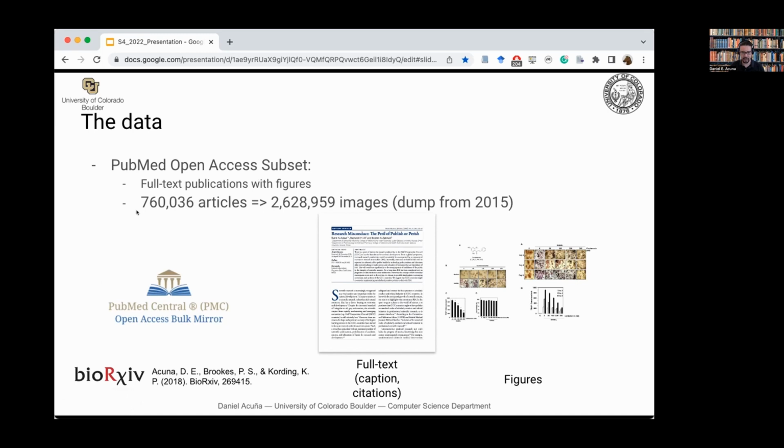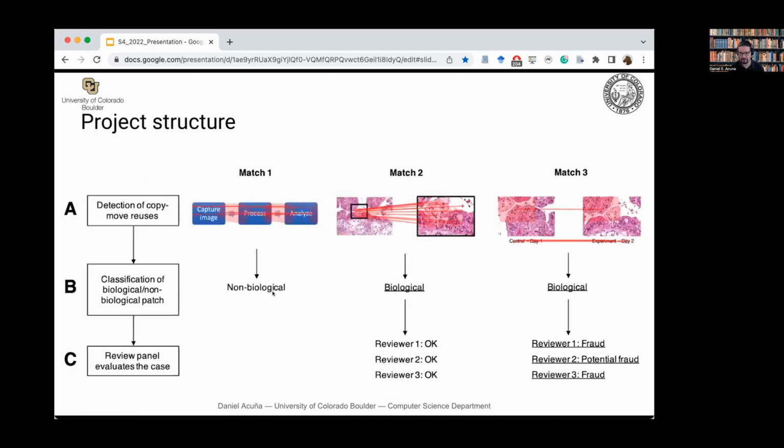We adapted techniques from media forensics to detect manipulations. We use a dump from 2015 of open access publications, so we have access to the paper and the images. And this is basically the procedure. We apply the automated technique, and then we have a panel of reviewers that went through these manipulations and judged whether they were fraudulent or not. Sometimes you have reuses that are okay, like zooms in an image, but sometimes you have reuses that are not okay, like rotations and things like that.